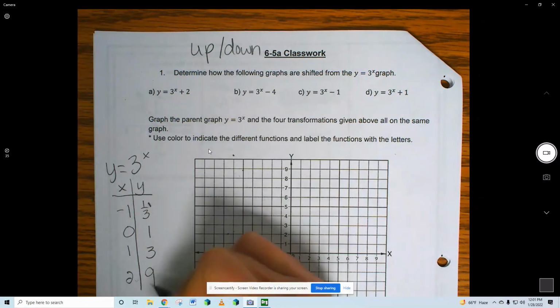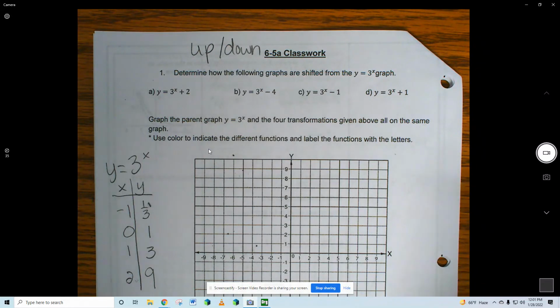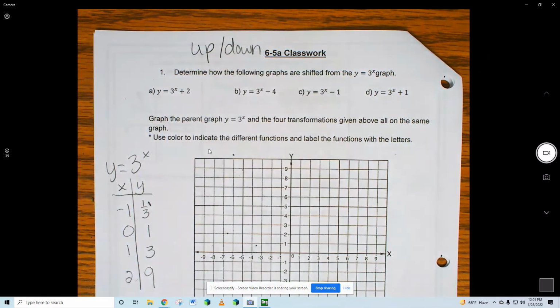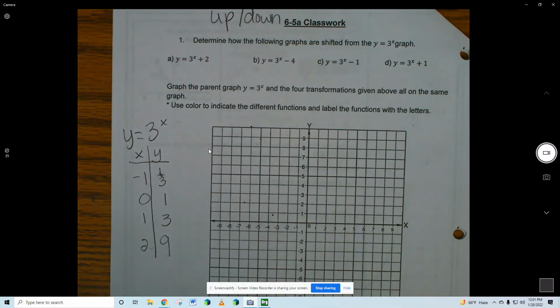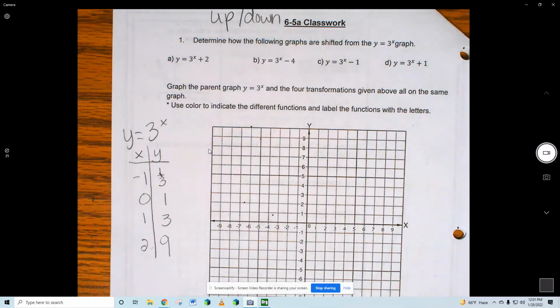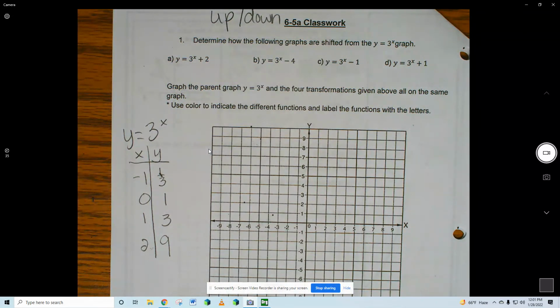It's asking you to identify what happened with these. If you have different colors, that'd be so awesome, because you have to graph all 4 down here. One of them is up 2. One of them is down 4. One of them is down 1. One of them is up 1. So if you have colored options, that's okay.